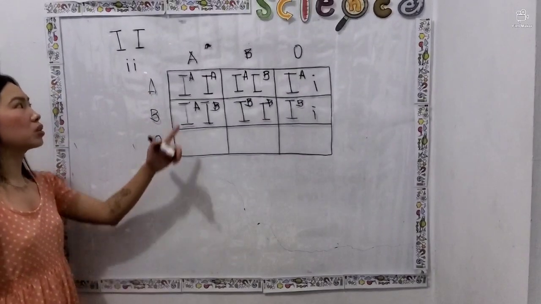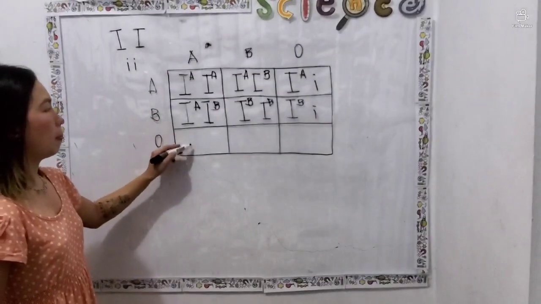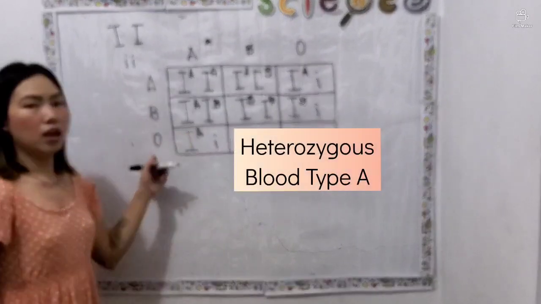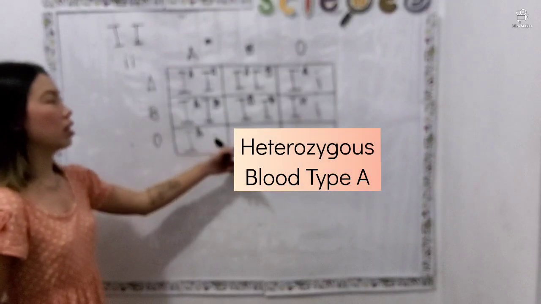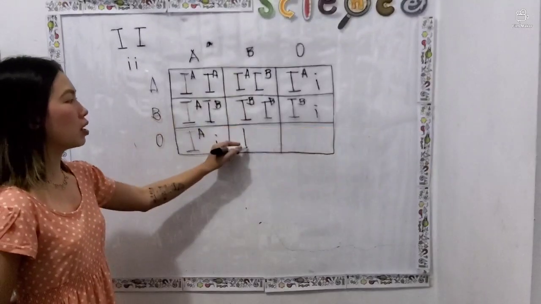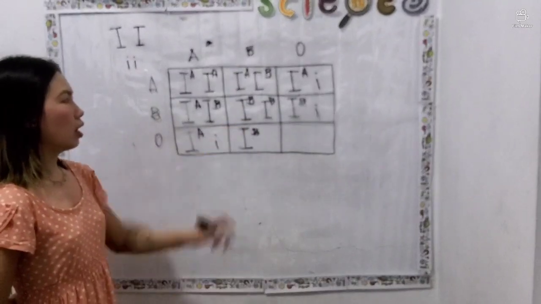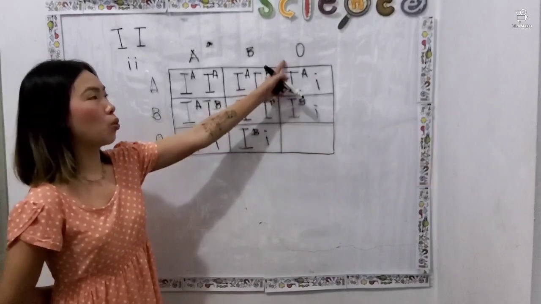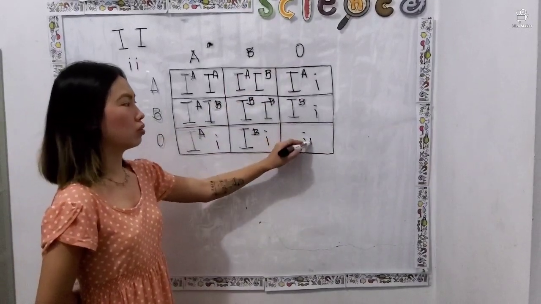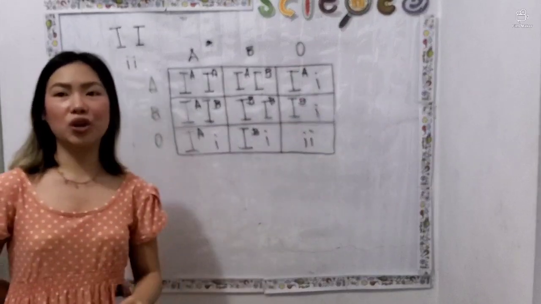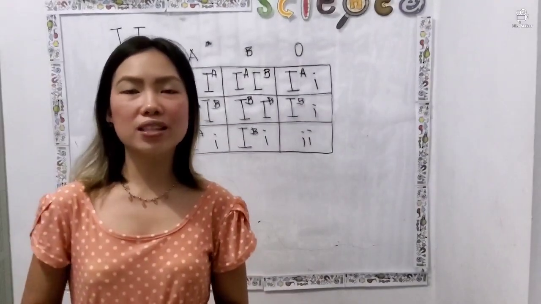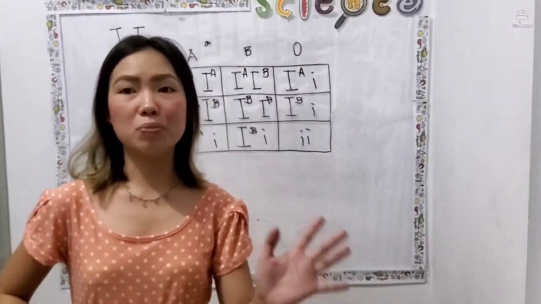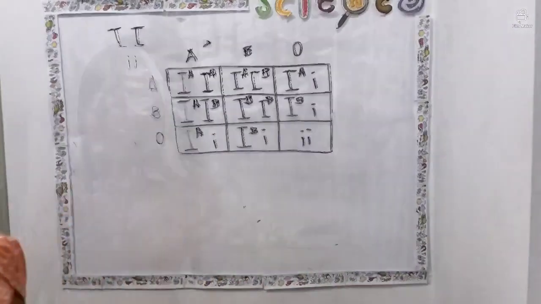And then the last box, we have A and a recessive type O. Then, on the second box, we have type B and a recessive type O. And on the last box is O and O. That's both recessive of small letter I. So, yan yung example natin if we are to crossbreed all the blood types A, B, and O.